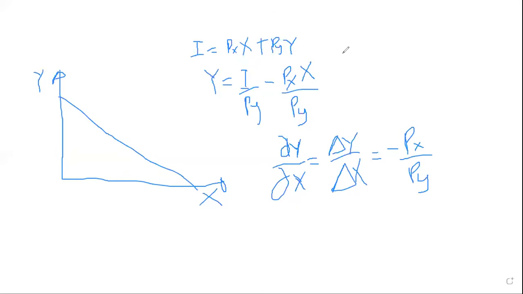Well, somebody is asking, can we say the slope is the coefficient of x? Yes, in differentiation, when you differentiate y with respect to x, you get minus Px over Py. Another way of writing this is to say I over Py minus Px over Py, all multiplied by x.